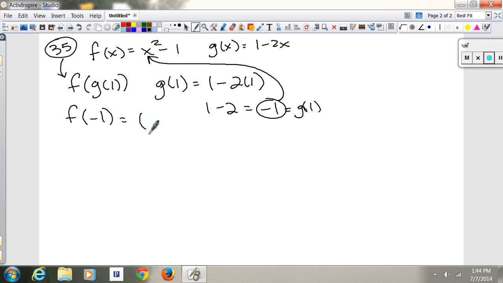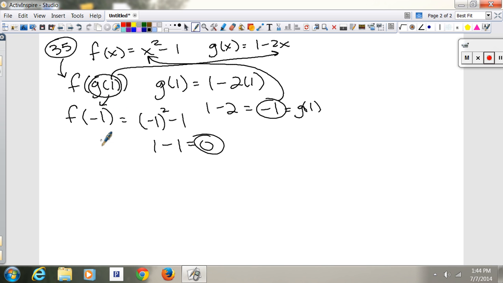So you're going to do negative 1 squared minus 1, which is 1 minus 1, which is 0. So you're taking your 1, plugging it into the g function, and solving it. And that's how I got negative 1. So this whole thing right here becomes a negative 1. When you plug in a 1 into the g function, you get negative 1.